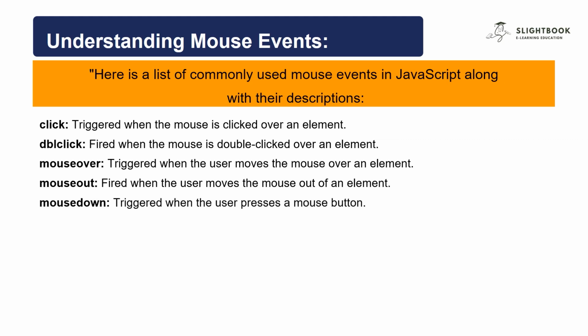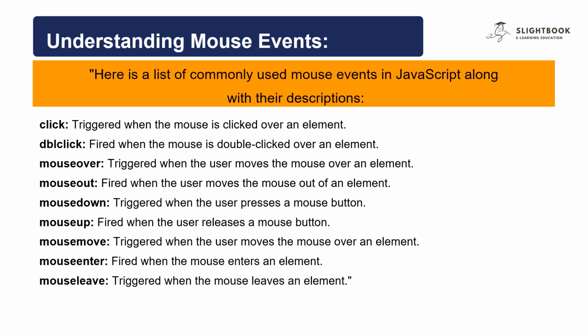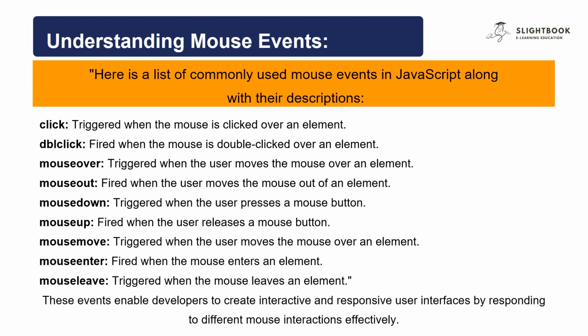Mouse down, triggered when the user presses a mouse button. Mouse up, fired when the user releases a mouse button. Mouse move, triggered when the user moves the mouse over an element. Mouse enter, fired when the mouse enters an element. Mouse leave, triggered when the mouse leaves an element. These events enable developers to create interactive and responsive user interfaces by responding to different mouse interactions effectively.